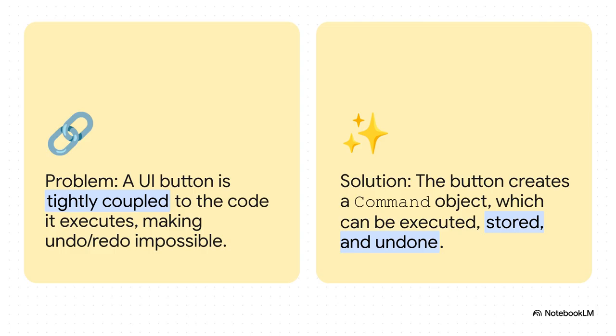So picture a button in your app. Without this pattern, clicking the button is directly tied to the code that runs. But if the button click creates a command object instead, you've separated the request from the action. Now you can just save that command object in a list, which makes building an undo/redo feature surprisingly easy.